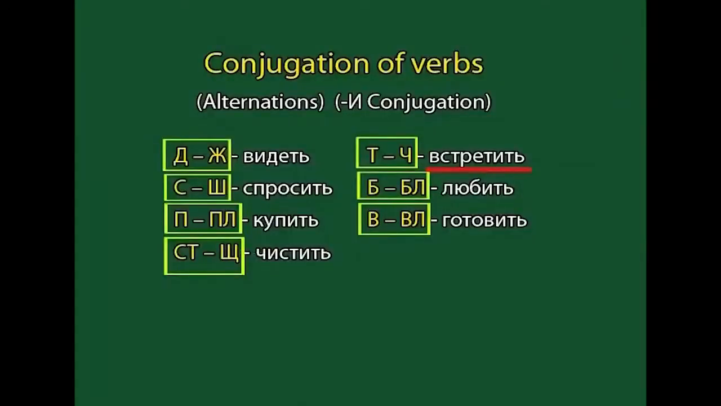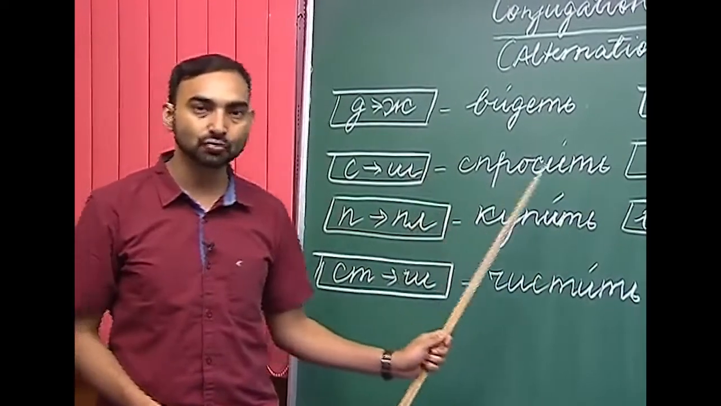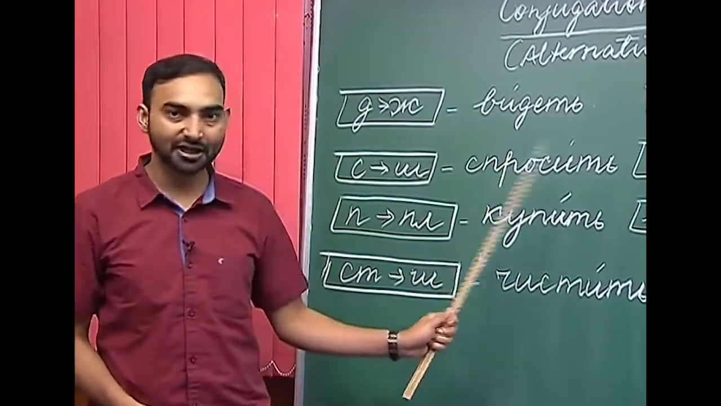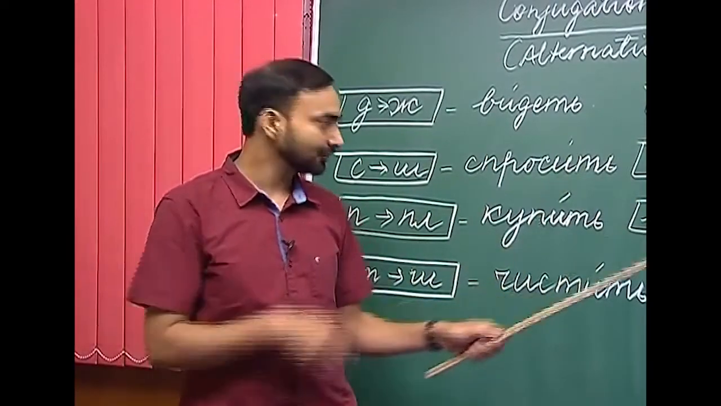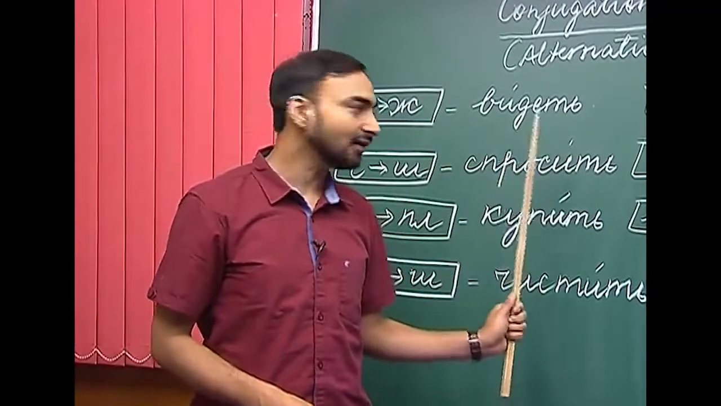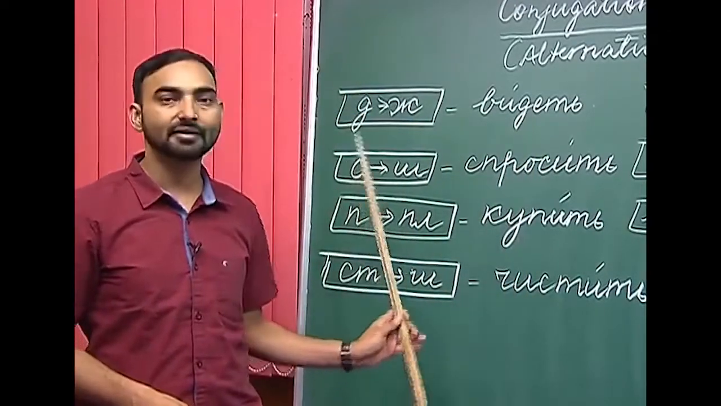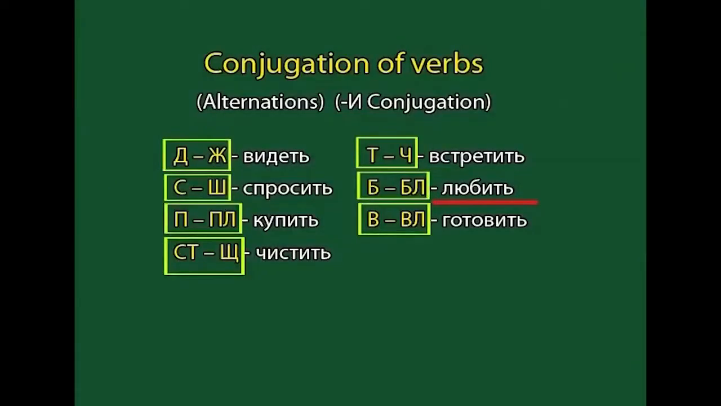The next is sa changes to sh. Sprasit. Ya sprashu, ti sprosish, sprosit, sprosim, sprosiche, sprosyat. So, here again with first person singular number ya, this alternation happens, and with the rest of the forms it does not. The next is b changes to b and l.